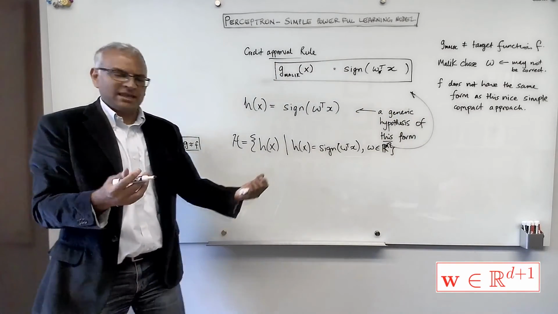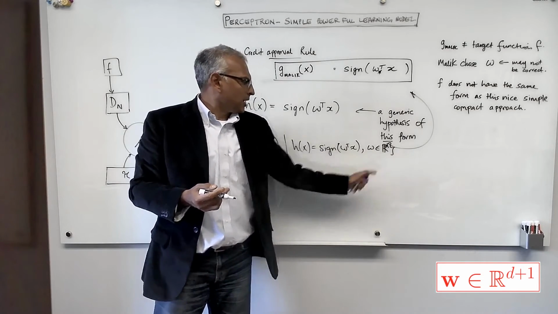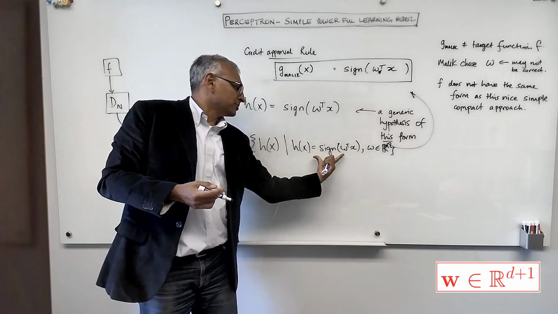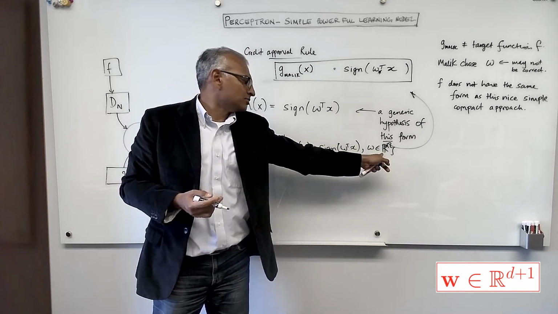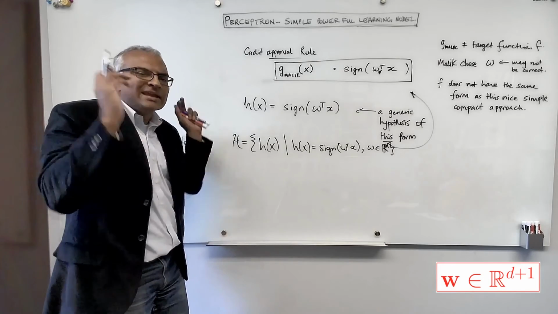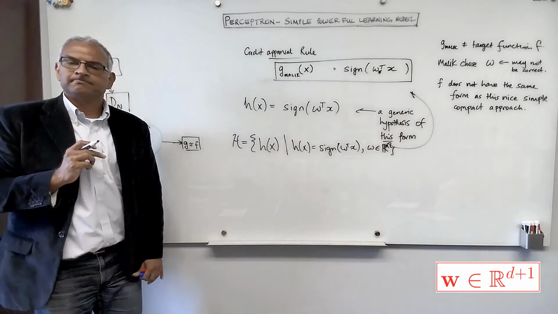Okay, so you give me any set of weights you want that belong to R to the d, and I can construct the corresponding hypothesis, and if you consider all possible weights that are in R to the d, I enumerate in some sense a set of hypotheses.